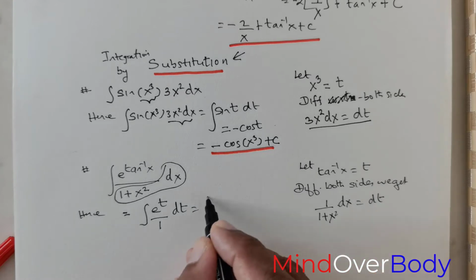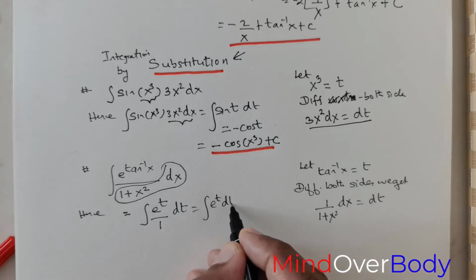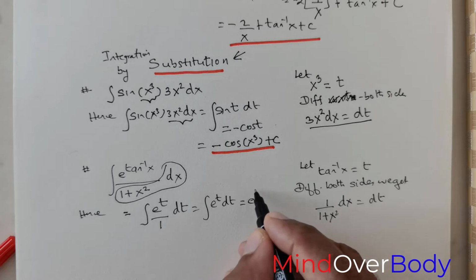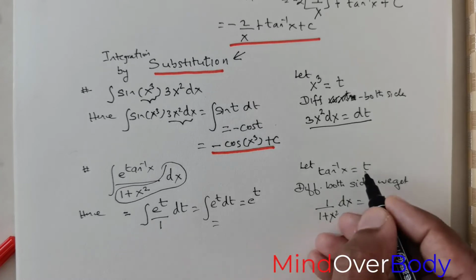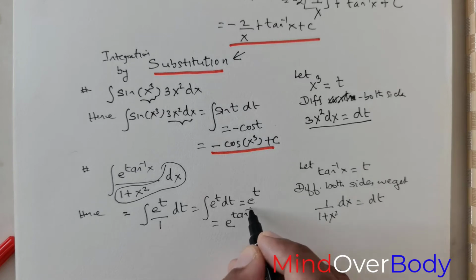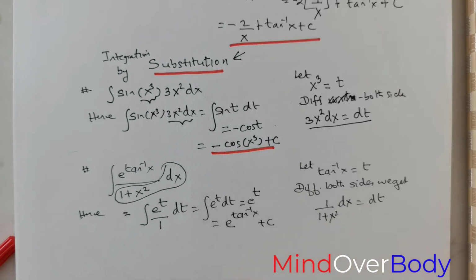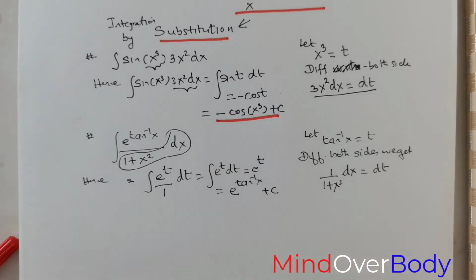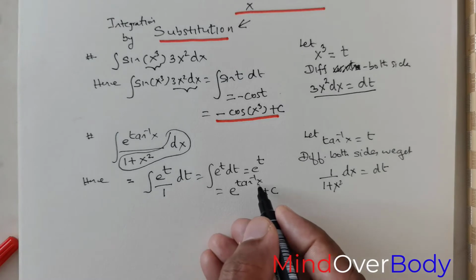Now what is this? This is nothing but the integral of e raised to the power of t times dt. And what is this? This is nothing but e raised to the power of t. But what is t? t is nothing but tan inverse of x, plus an arbitrary constant c. So that is the solution for this question. So you will have to revert back to the original variable x.